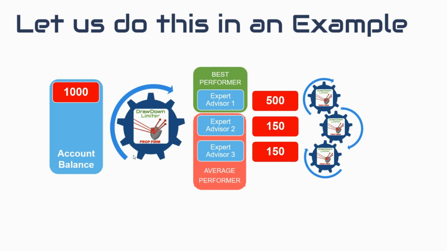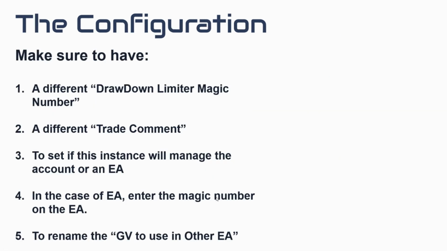Well, you're going to tell me that 500 plus 150 plus 150 is 800 and not 1000. Yes. In this case, I'm giving 1000 to the global account in case I want to take any trade, let's say manually, copy trade or whatever. So the global DrawDown Limiter instance is managing this threshold.